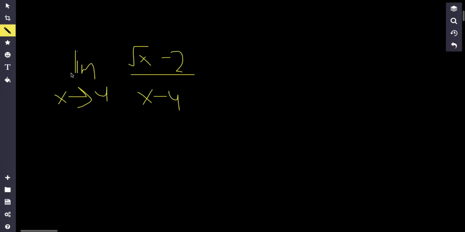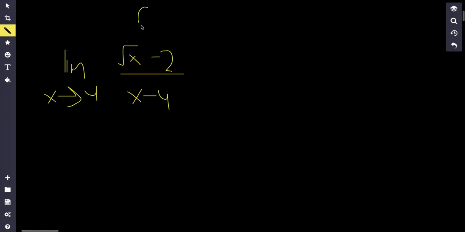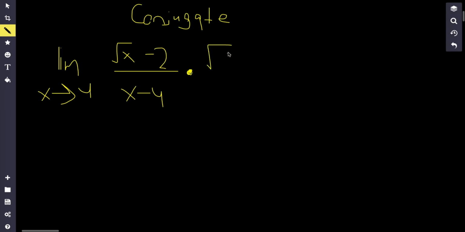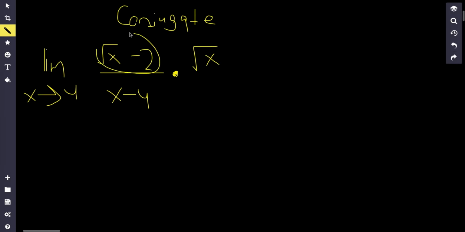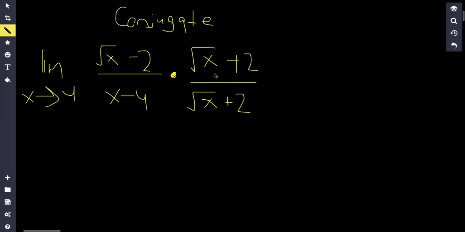So there we go. Limit as x approaches 4 of the square root of x minus 2 divided by x minus 4. For this method, we're going to do something called multiplying by the conjugate. If you remember from rationalizing the denominator, our goal for multiplying by the conjugate is to get rid of our square root. So we're going to multiply by literally our numerator, except the sign changes. We're going to multiply the top and the bottom by the square root of x plus 2, the exact same thing as the numerator, except the signs flip.